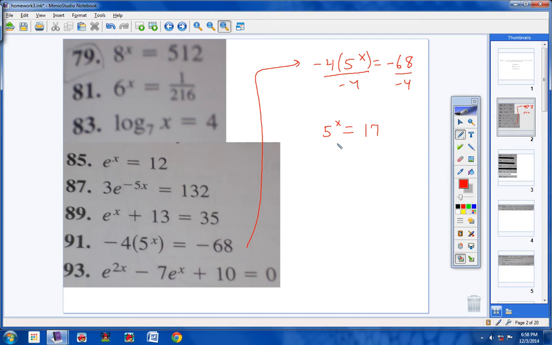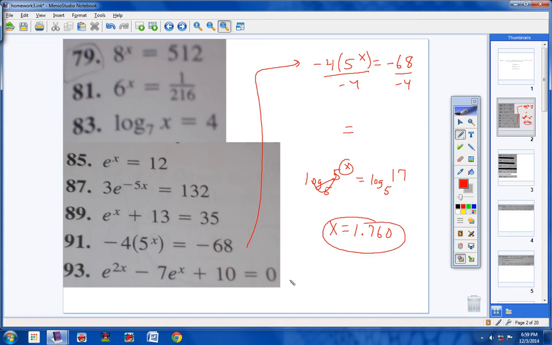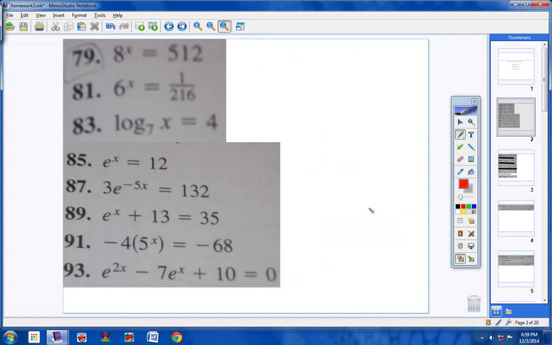Now, students, there is no way that I can write both sides of this equation with the same base. So the base of my unknown is 5. So I'm going to take a log base 5 of both sides. Now watch carefully. Whenever your base matches your base, everything is gone except your exponent. And over here we have log of 17, enter, divided by log of 5, enter. And here's what I get: 1.760. There we go. Okay, students? All right. Moving on to number 93.